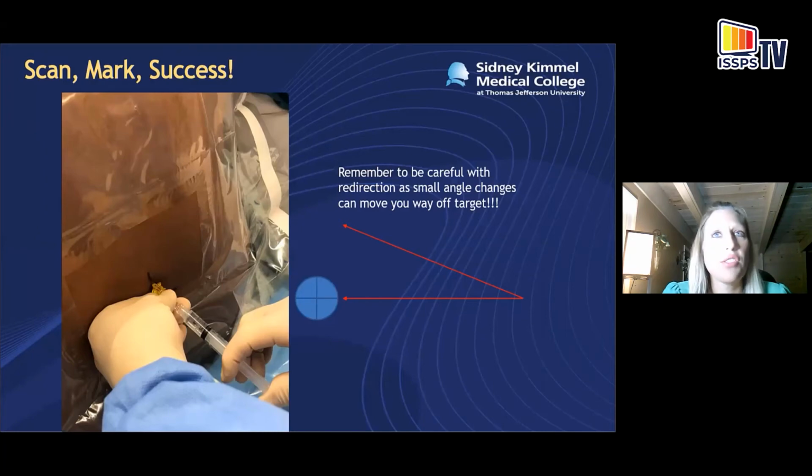In an obese patient, I don't feel there's any utility, especially for neuraxial, to do direct needle visualization under ultrasound. So it's really beneficial to do the pre-scan, mark, and then attempt the neuraxial technique. But it's really important to remember to be careful with the redirection, because if you look at my graph here on the right, you can see the red horizontal line pointing at my target, which would be my neuraxial structures.